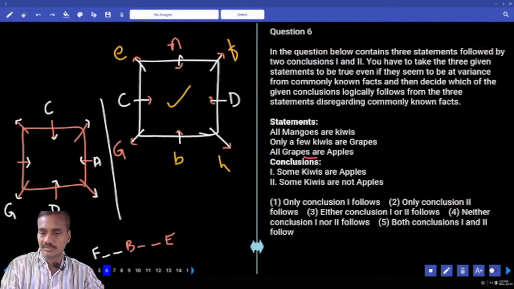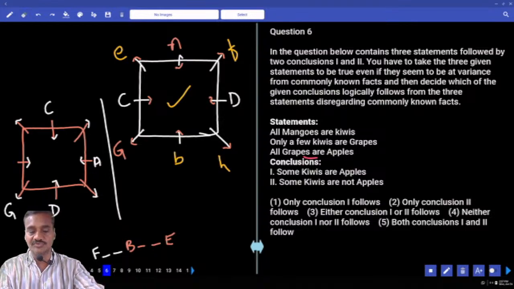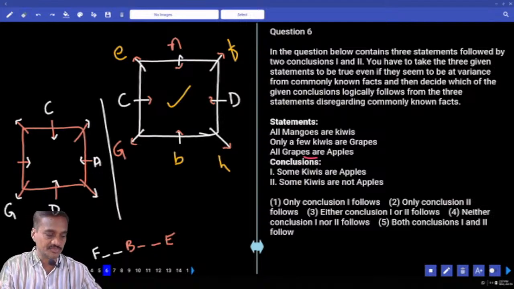Then next one. Then coming to question number 6 onwards, and definitely under the first priority, syllogisms.